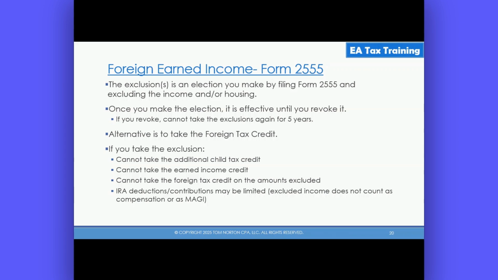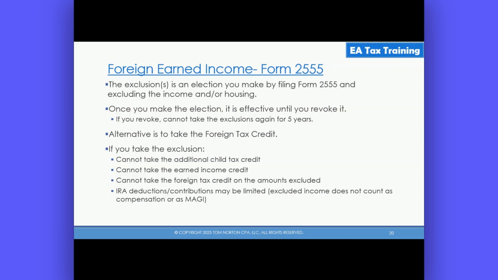And then you, of course, as the tax preparer, can run it both ways to see which would be more advantageous. There are other reasons why you might not want to exclude your income. All of those things that we've talked about as we've gone through the course can be affected if you file this Form 2555. So you want to keep those in mind. For instance, you cannot take the additional child tax credit. You cannot take the earned income credit.